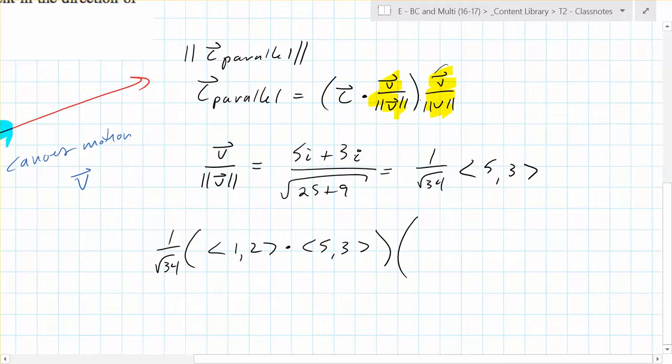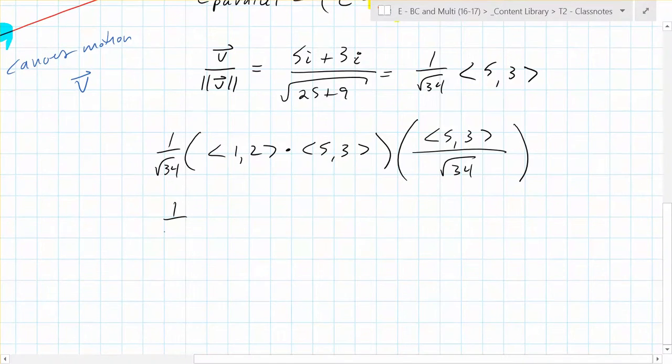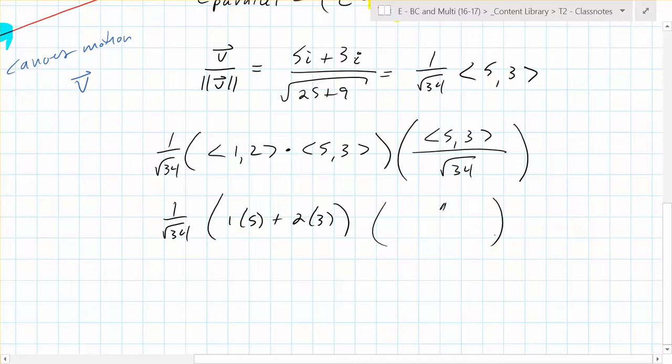V over, it's in this direction. So what do I need to plug out? What is it? 5, 3 over what? Root 34, like that, exactly. That's a vector, right? So let's do the dot product in the middle. That's going to be 1 over radical 34, and that's going to be 1 times 5 plus 2 times 3, 6. And it's the same thing right there, right? Well, we could just make it what? 5, 3. And what could we turn that radical into? Just 1 over what? 34.